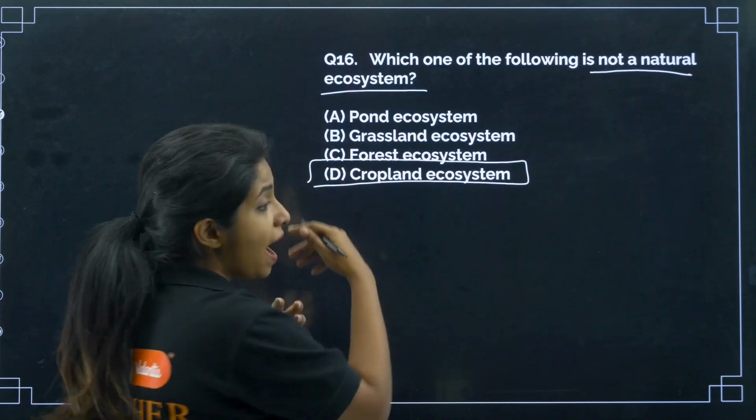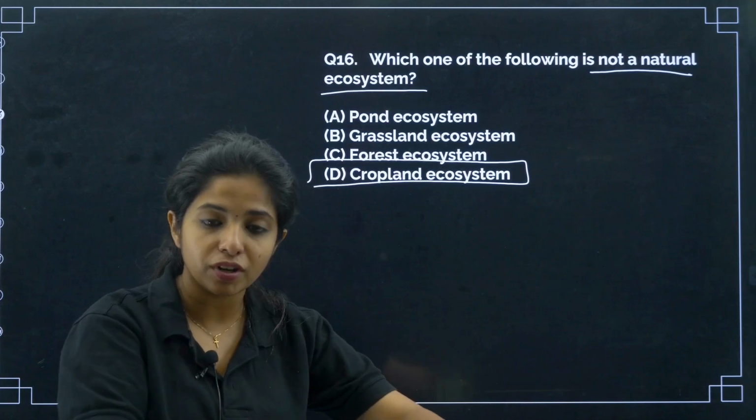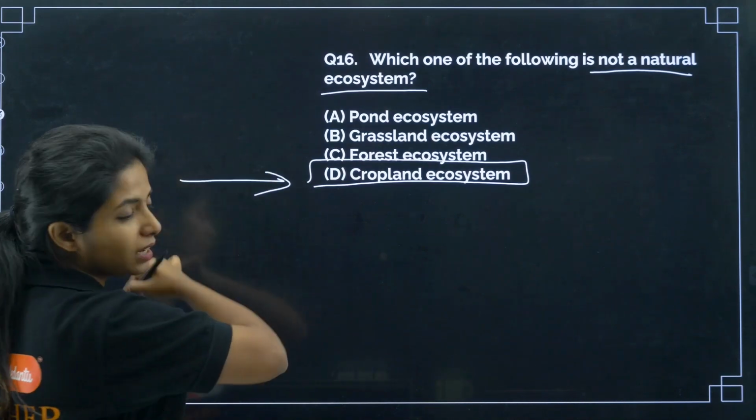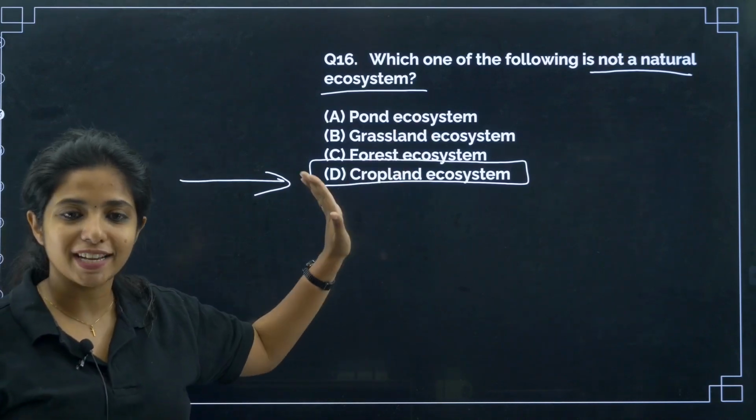Cropland ecosystem, I am planting the crops that I am needing, my dear children. I am giving the nutrients, I am tilling the soil, I am doing everything. So this is what? An artificial ecosystem. Okay, and this is not a natural ecosystem as said. Cool?